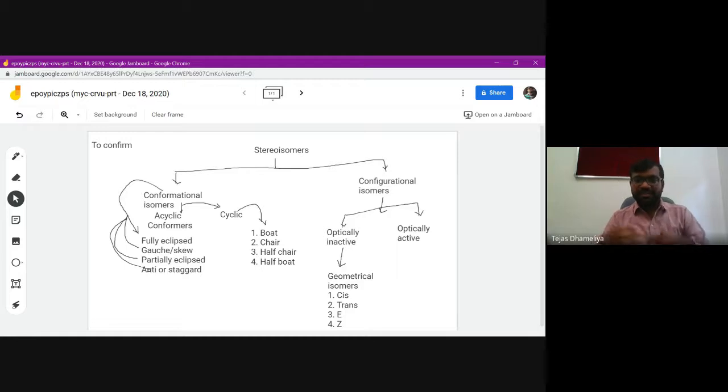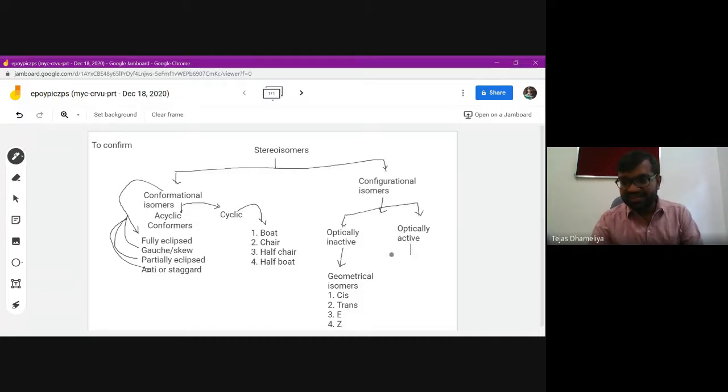Okay, so in optically inactive compounds too, there are geometrical isomers. They cannot rotate the plane of polarized light, but their configuration is different. Okay. Now we are coming to optically active chirals.